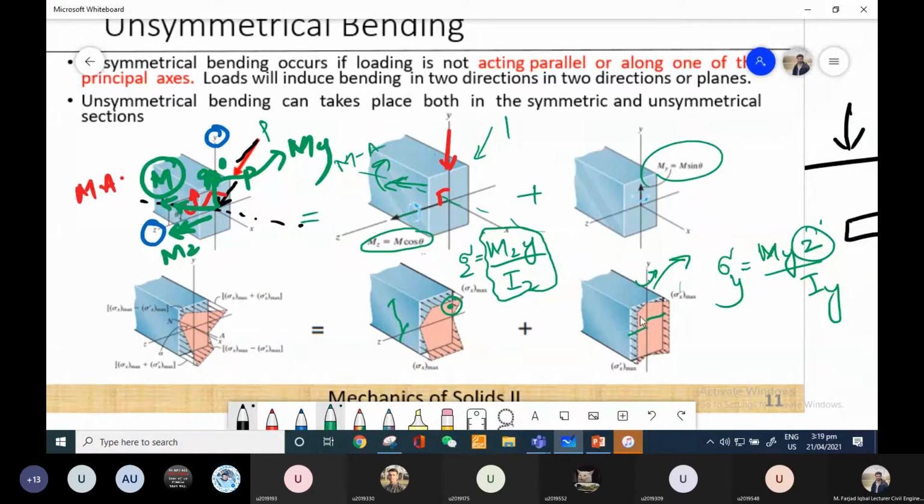And once you have these two values, you have to either add them or subtract them to get the resultant stress at this particular point, which I can call point A. Now let's say the stress is Mz y over I, and the second one is My z over Iy. Now, can anyone tell me how I can figure out whether I have to add them or subtract them? Anyone?